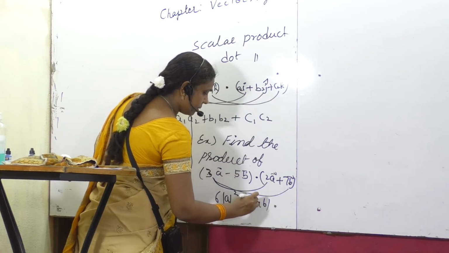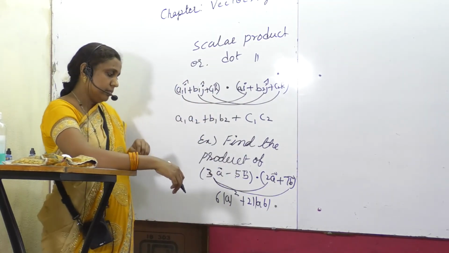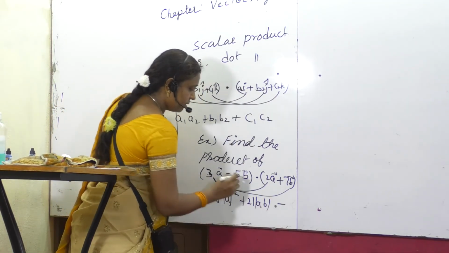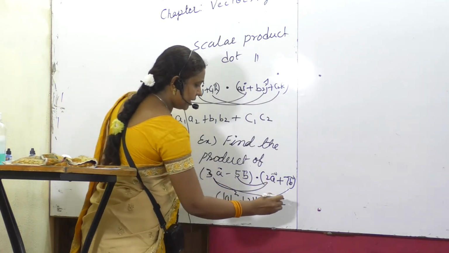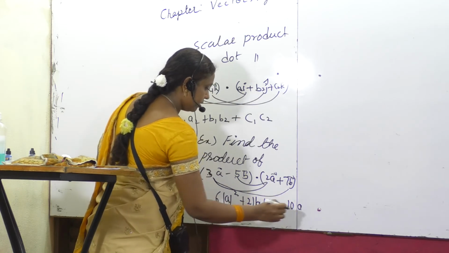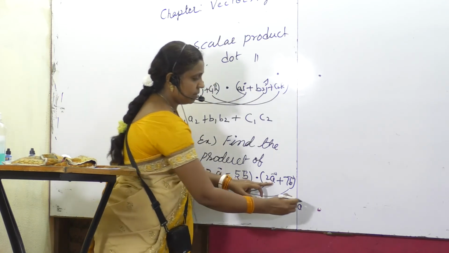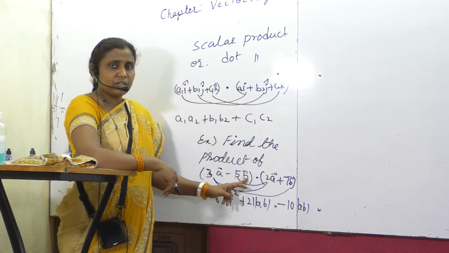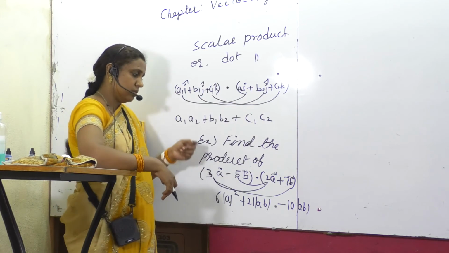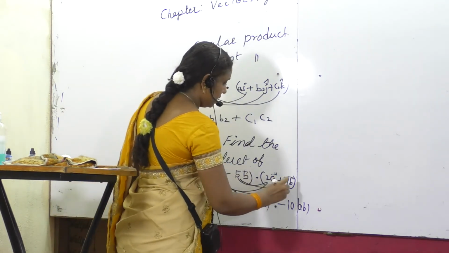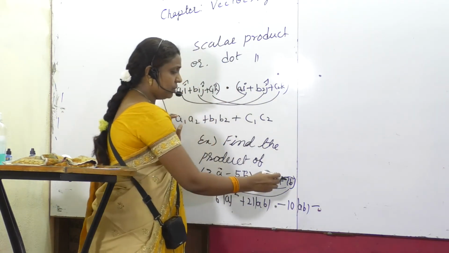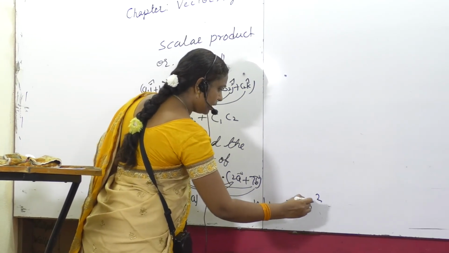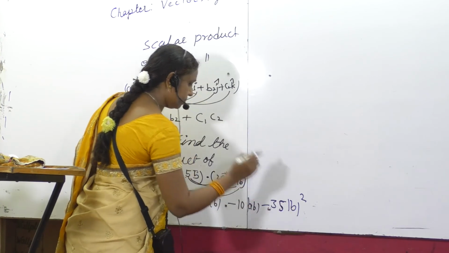A dot b is ab. Minus 5 into 2a is minus 10ab. Why ab? Because dot product is commutative. Next, minus 5 into 7 is 35 b square. How are you going to write? Magnitude square.